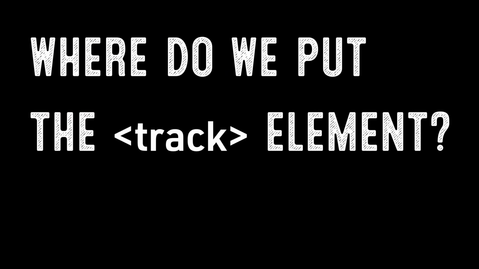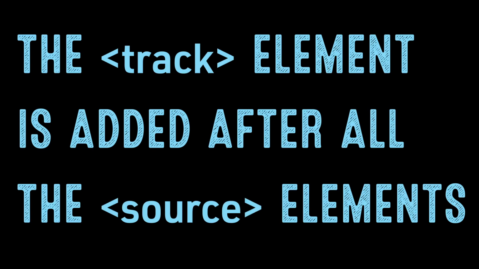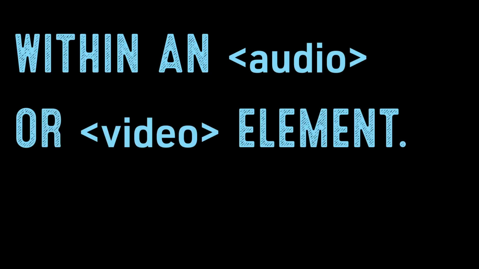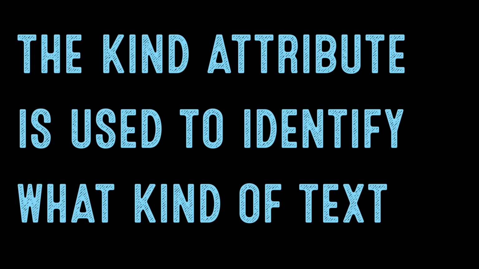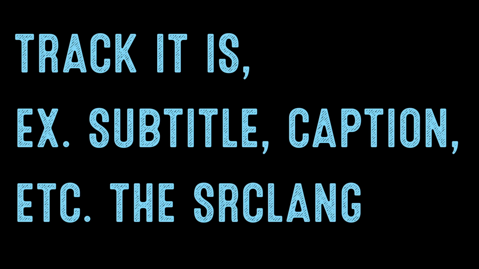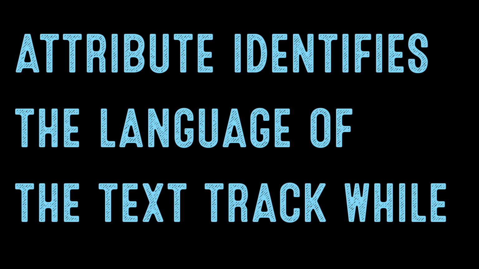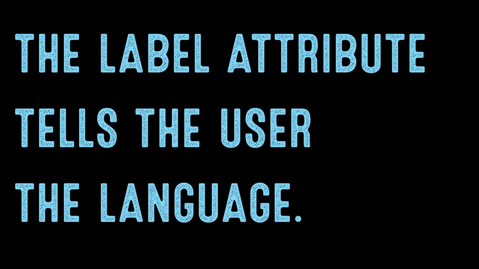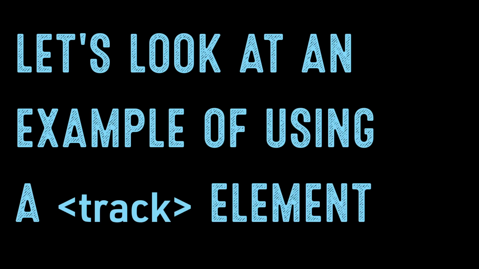Where do we put the track element? The track element is added after all the source elements within an audio or video element. What are the attributes associated with a track element? The kind attribute is used to identify what kind of text track it is. Example, subtitle, caption, etc. The srclang attribute identifies the language of the text track, while the label attribute tells the user the language. Let's look at an example using a track element in our code.